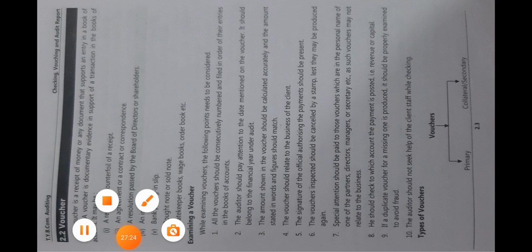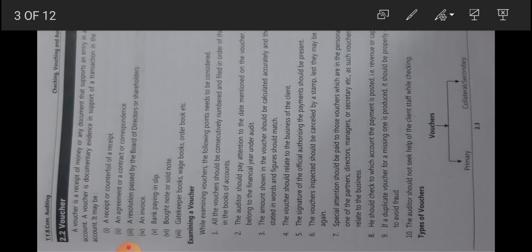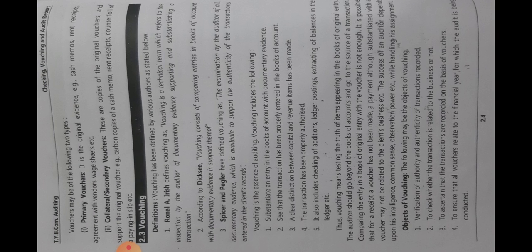Now let's look at different types of vouchers. First is primary and second is collateral or secondary voucher. Vouchers may be primary. It could be cash memos, rent receipts, agreements with vendors, wage sheets, etc., or copies of invoices for sales, copies of invoices for purchases. And in case of secondary vouchers, these are copies of the original vouchers and support the original voucher. For example, carbon copies of a cash memo, rent receipts, counterfoil of a paying in slip, etc.